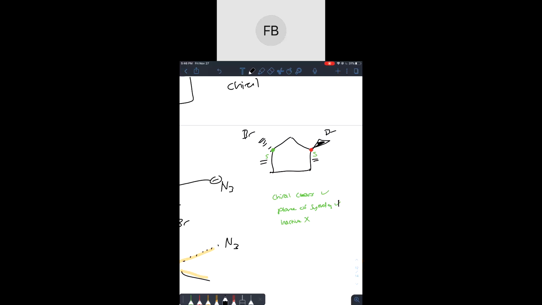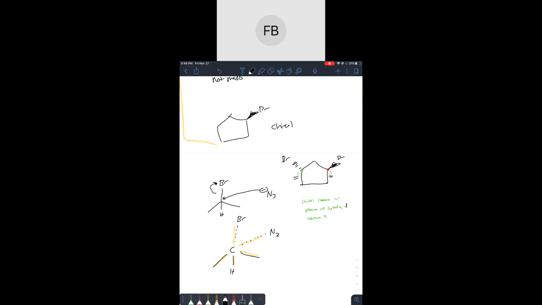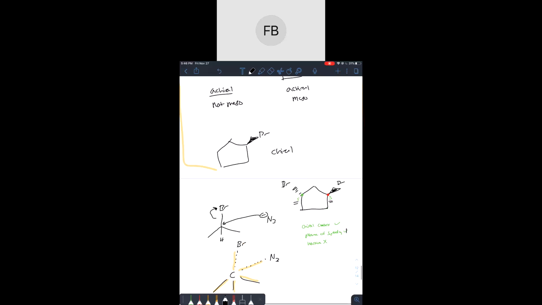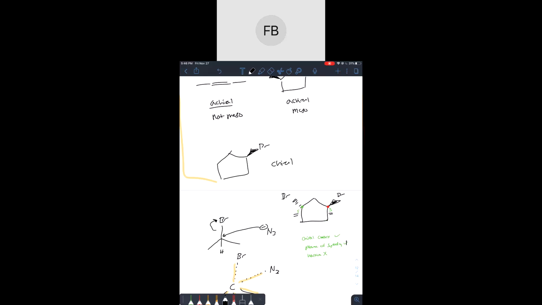So this is an example where you might be tempted to say meso, but it's really what? What would you call that? The options are chiral, achiral not meso, or achiral meso. There's literally only three options. So it'd be achiral then? No, it's not achiral because it has chiral carbons and everything. Oh, okay, so chiral then. It would just be your standard chiral, yeah.